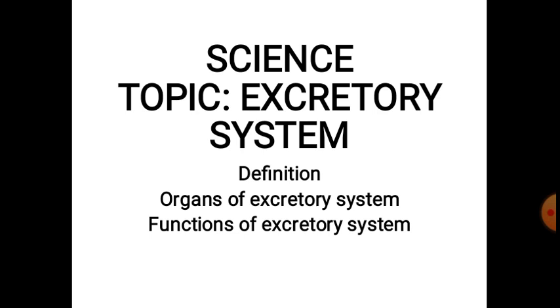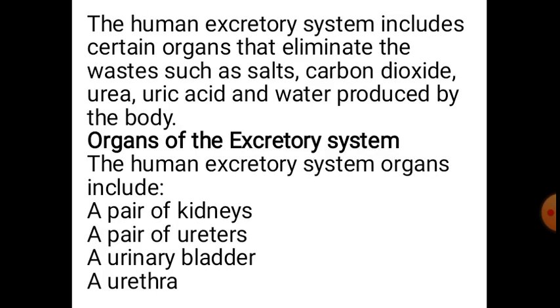Yes, today we have a very interesting topic, the excretory system. We're going to be looking at the definition, organs of the excretory system, and the functions of the excretory system. The human excretory system includes certain organs that eliminate waste. You know that the human body produces waste like salt, carbon dioxide, urea, uric acid, and water.